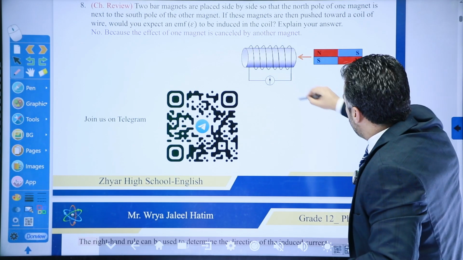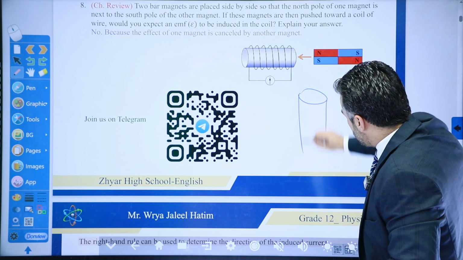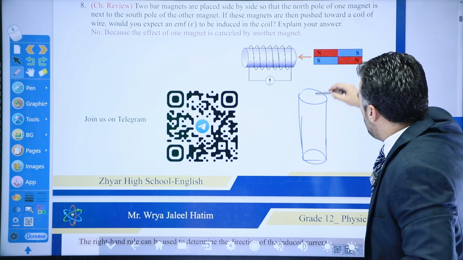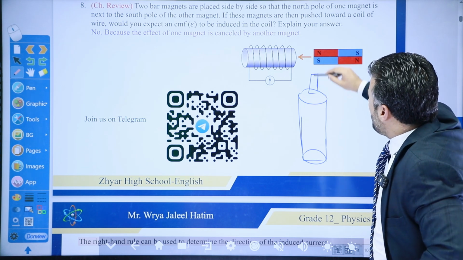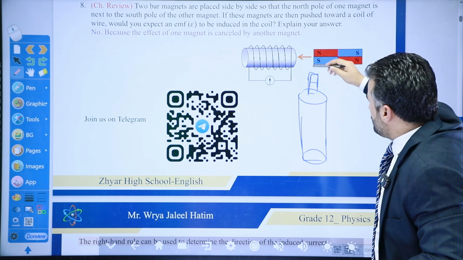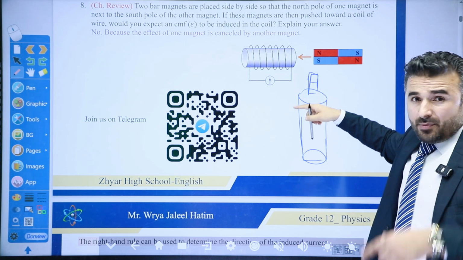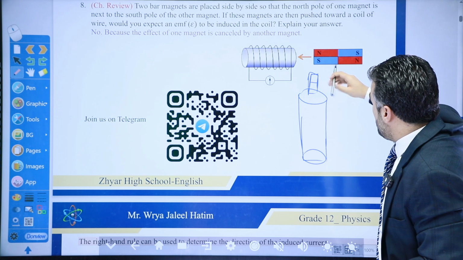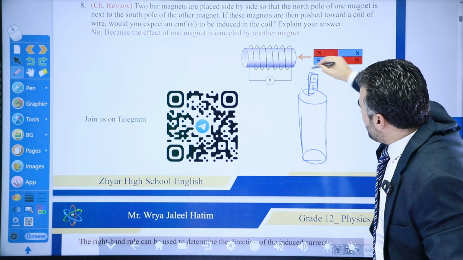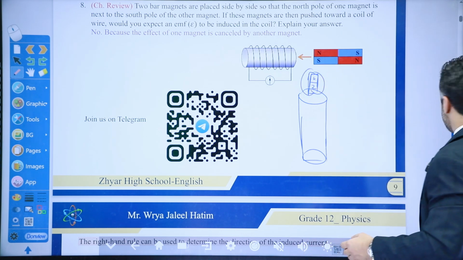Let's say we have a pipe. This pipe is long, right? So if we drop a bar magnet into this coil here, that's north and south, let's say. This pipe obviously is a conductor. So let's say this is north, this is south, and there's a magnetic field around it.